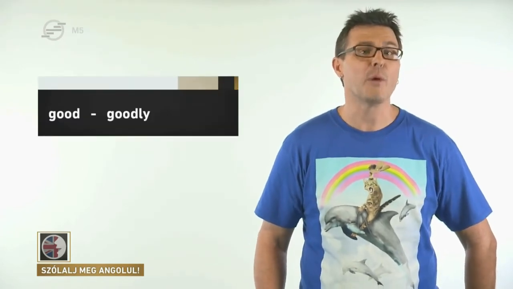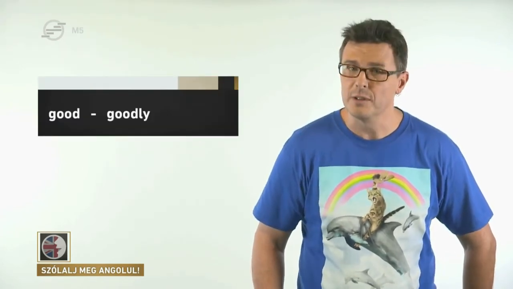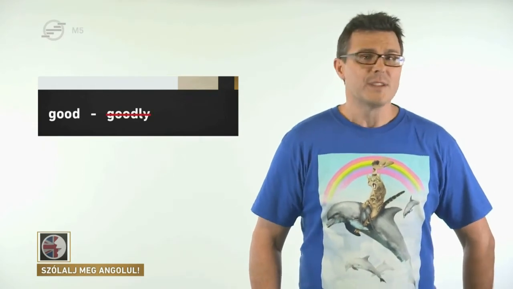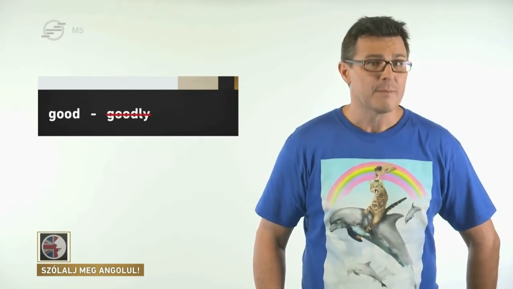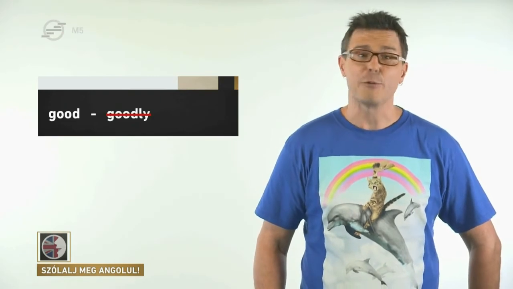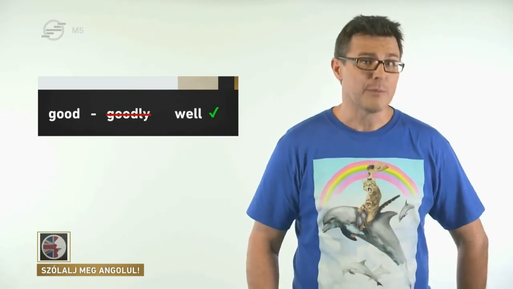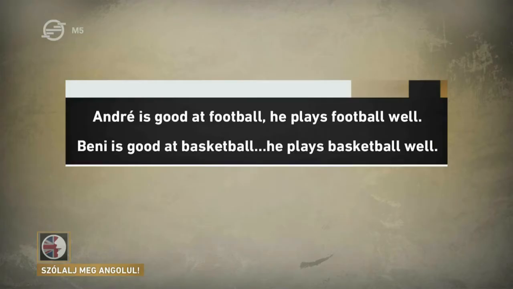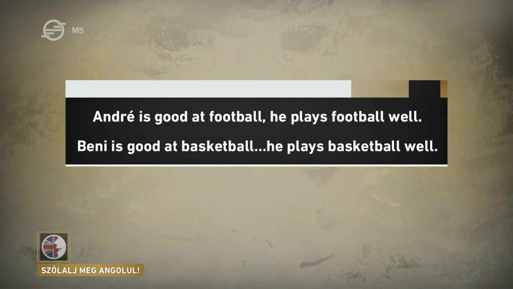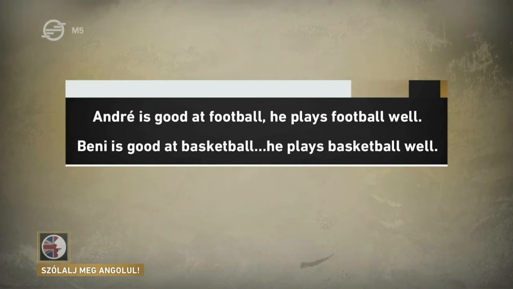Here they are. The first one is the adverb we use for the adjective good. Good doesn't change to goodly. No, good is irregular. It changes to well. The adverb from good is well. So, Eva's son Andre is good at football. He plays football well. Betty's son Benny is good at basketball.